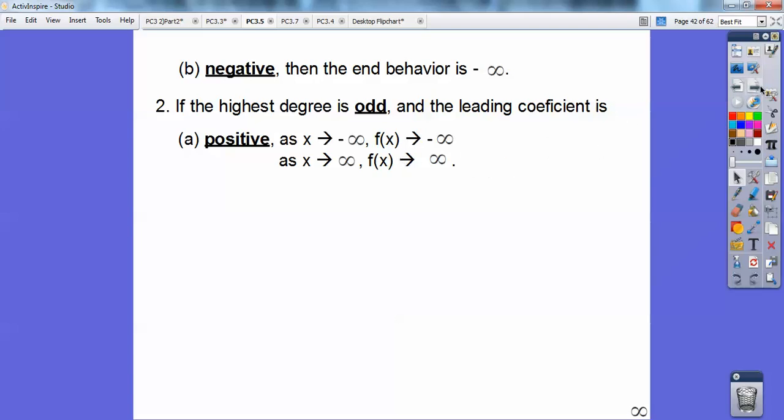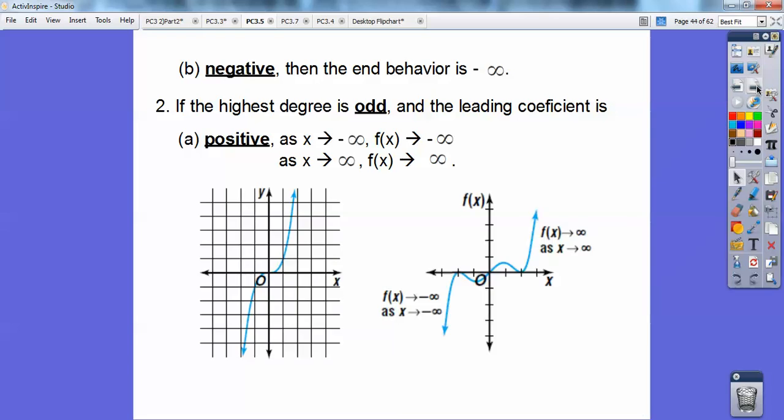Let me show you some pictures, you guys. Here's when it's odd. It's going to look like this. And when your leading coefficient is positive, it starts down here and goes up. Think of a straight line with a positive slope. A positive slope would go like this. It starts down here and goes up in that direction. So as x goes that way, f of x is going that way.